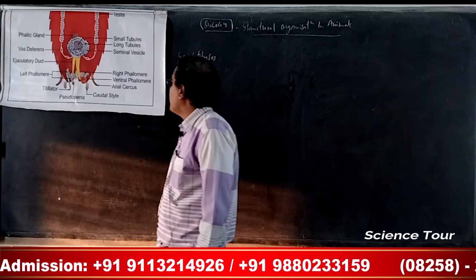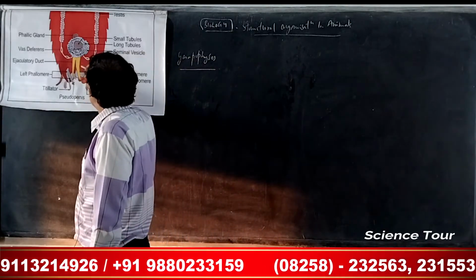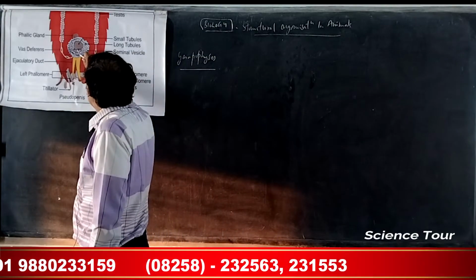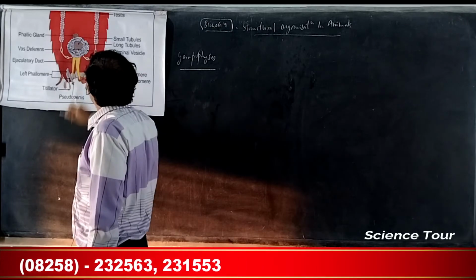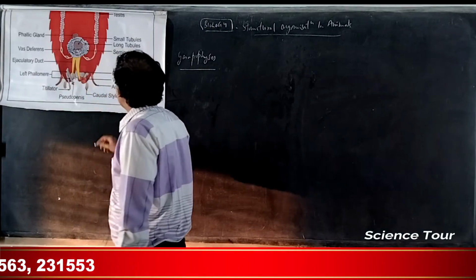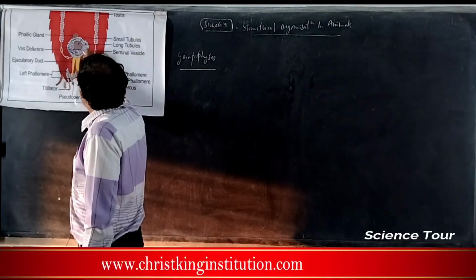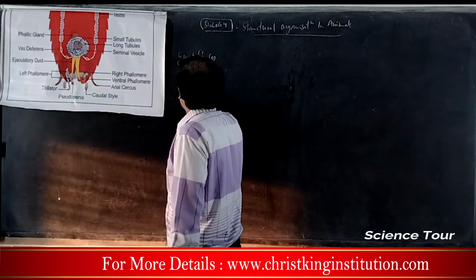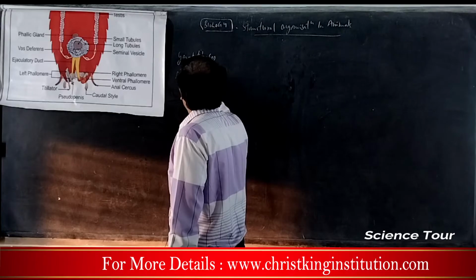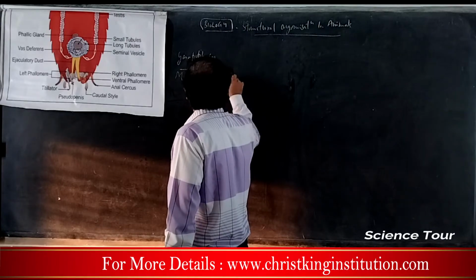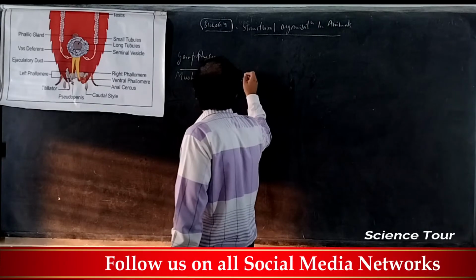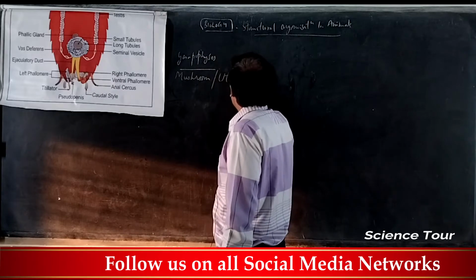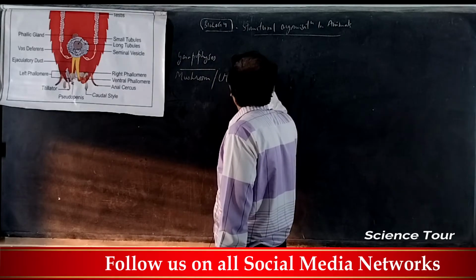Apart from that, on the sixth segment there is a characteristic gland. Can you see here, this gland is called the mushroom gland, or also called utricose gland or utricular gland.